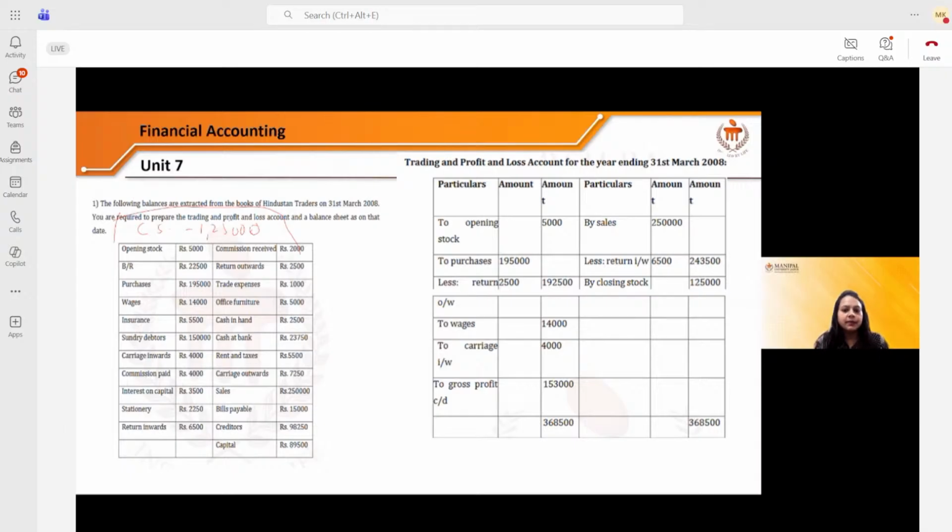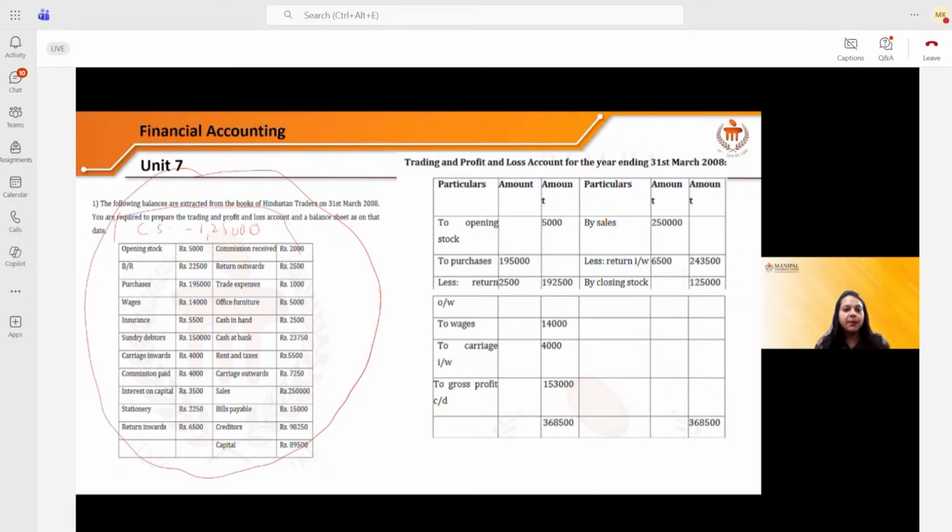But to avoid creating confusion, I will prepare the trading account first, then the profit and loss account, then the balance sheet. Okay, so in this question, I'm starting the solution. You will have to find out which transaction will go in the trading account, which in the profit and loss account, and which in the balance sheet. So that is kind of a puzzle.